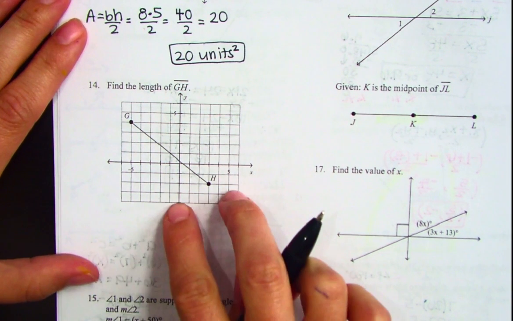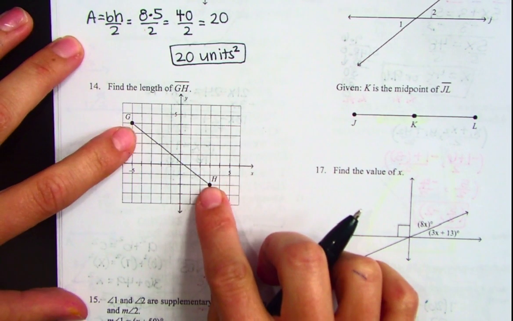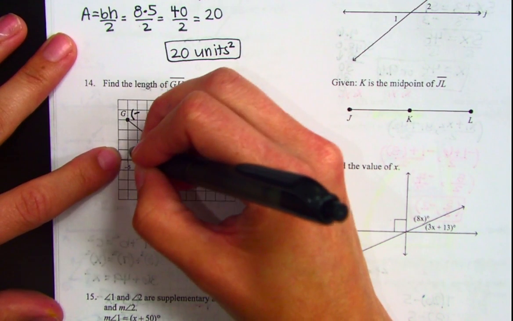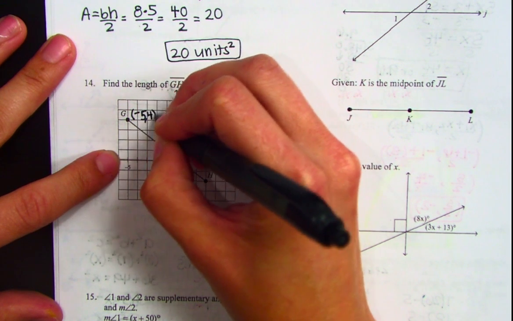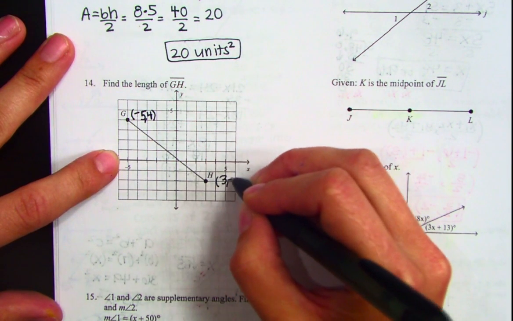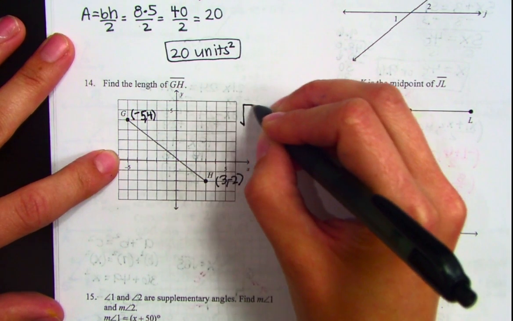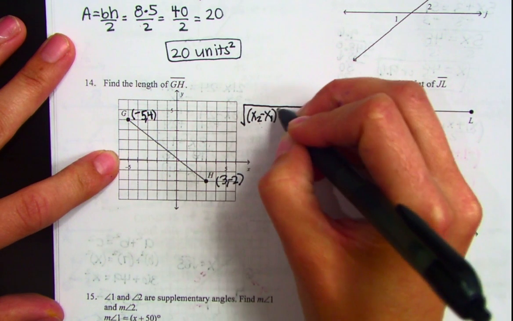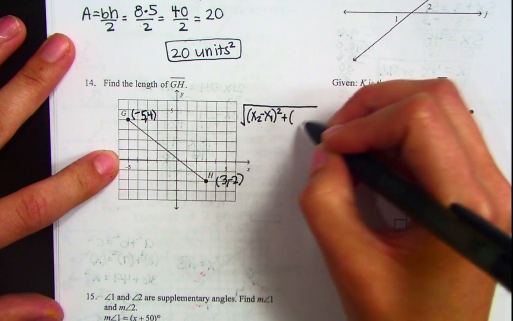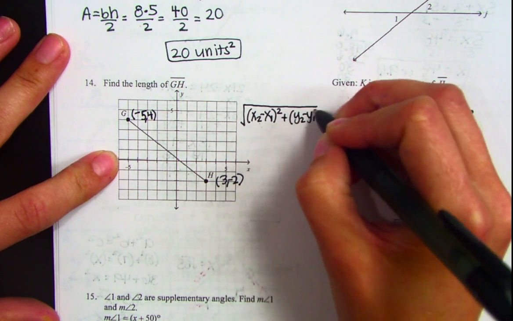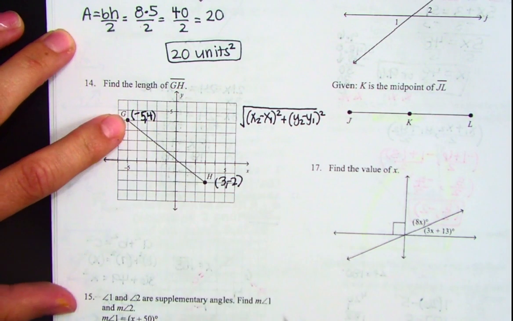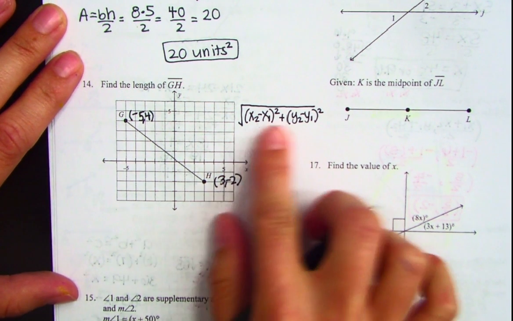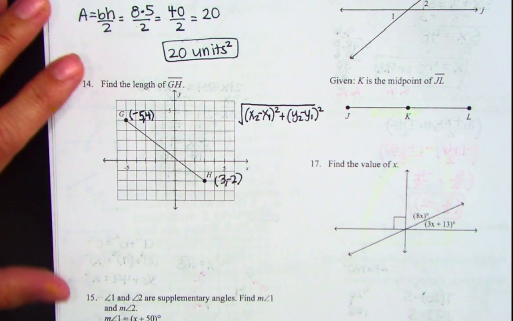So there's actually 2 ways to do this. If you would like, you could go ahead and identify the ordered pair for each of these. So this is going to be -5, 4, and this ordered pair would be 3, -2. And you can go ahead and use the distance formula if you feel comfortable doing that. I'll write that down for you. It's the difference in x's squared plus the difference in y's squared. You would just label x1, y1, x2, y2, plug them in. Okay, and then you would get your answer for your length.